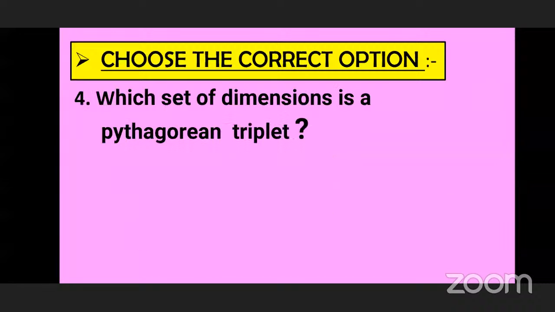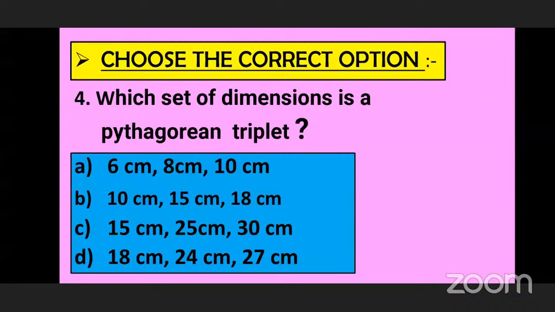Okay. Let us move to another question. Which set of dimensions is a Pythagorean triplet? So which numbers make a Pythagorean triplet? 6, 8, 10 or 10, 15, 18 or 15, 25, 30 or 18, 24 and 27? Take your time for calculation, children. You have to find out which of these options makes a Pythagorean triplet.